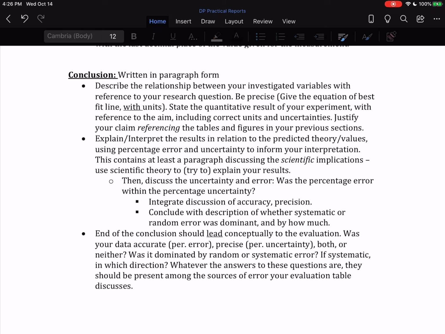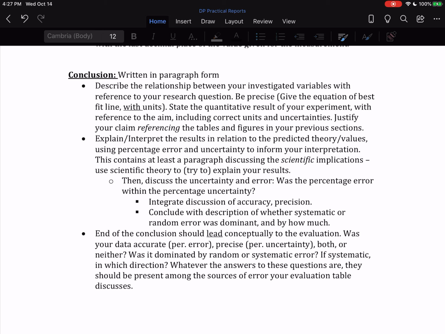In the conclusion, you should straightforwardly describe the relationship between your investigated variables with reference to your research question. So give the exact equation of the best fit line of that raw data table and graph, with appropriate units, and then describe it qualitatively. Say what exactly that relationship is in a qualitative way.